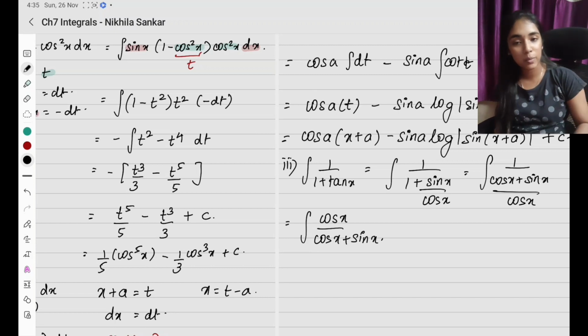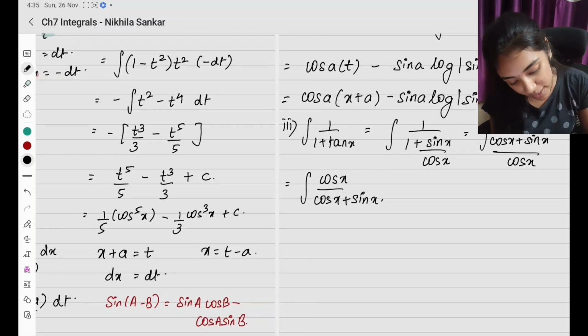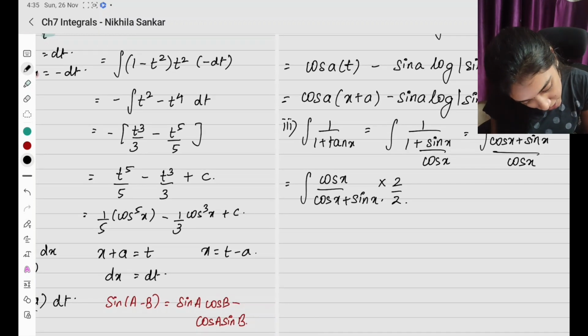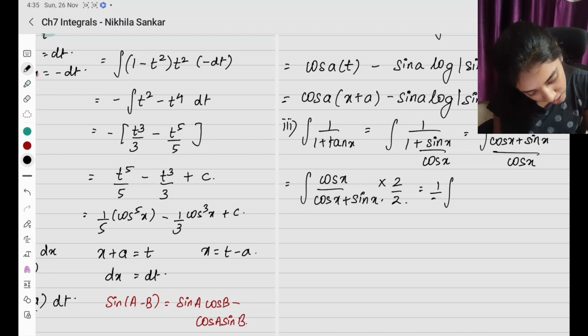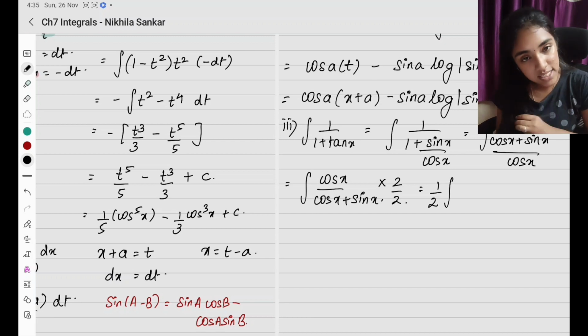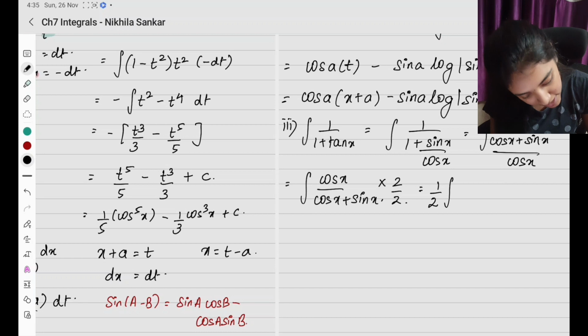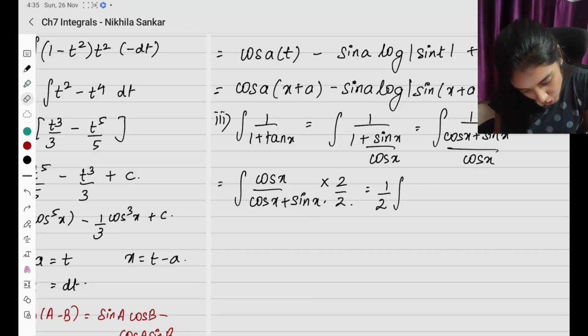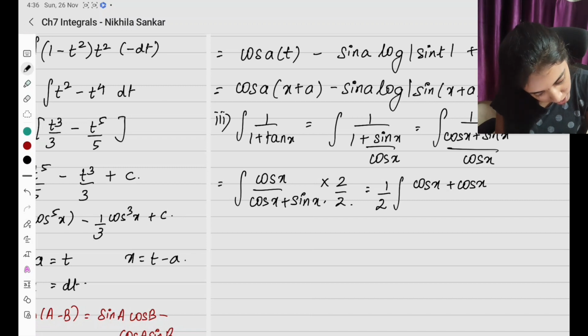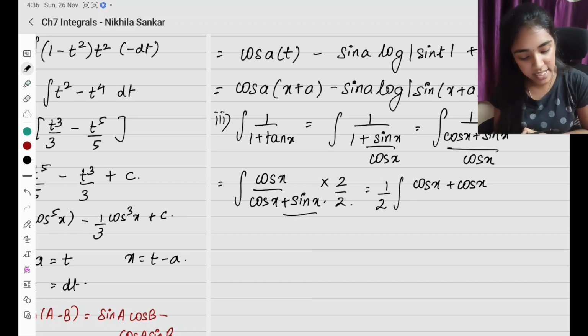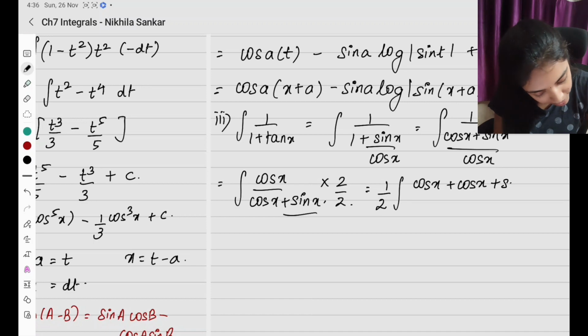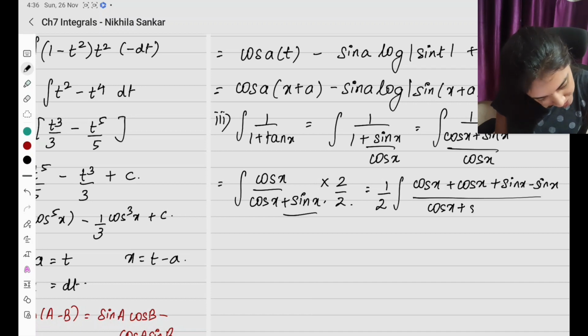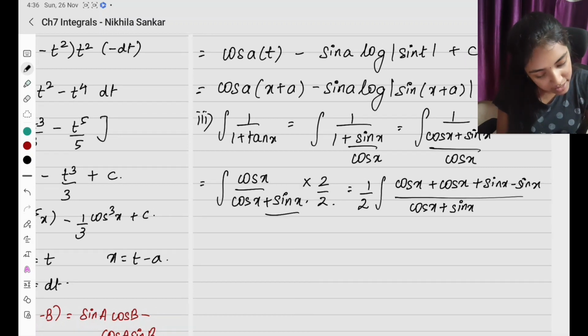So, இதை நம்ம further split பண்ண முடியாது. So, நான் என்ன பண்ண போறேன்? I'm going to multiply and divide by 2. So, what will I have? Integral 1 by 2 வெளியில வந்துரும். இந்த cos x நான் என்ன பண்ண போறேன்? cos x plus cos x னு எழுத போறேன். So what will I have? cos x plus cos x. I see that there is a plus sin x here. அப்ப என்ன பண்ண போறேன்? I'm going to add plus sin x and subtract minus sin x divided by I have cos x plus sin x times dx.